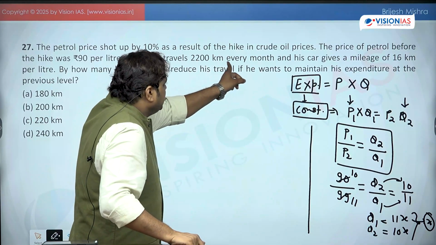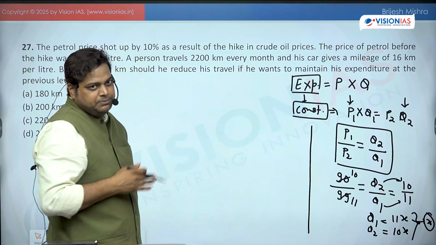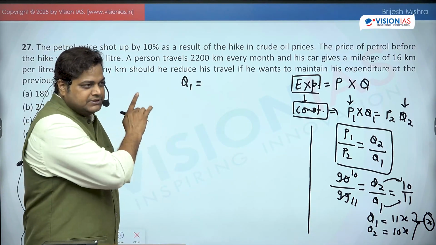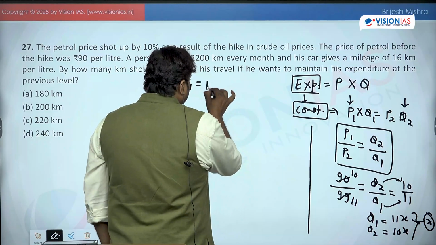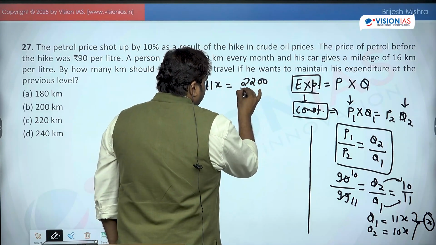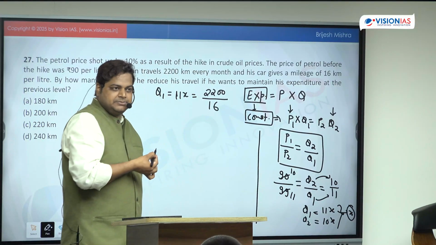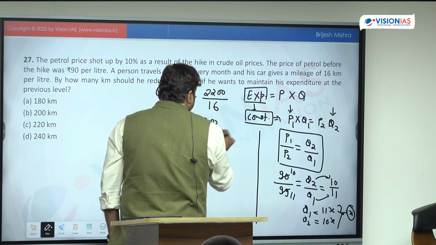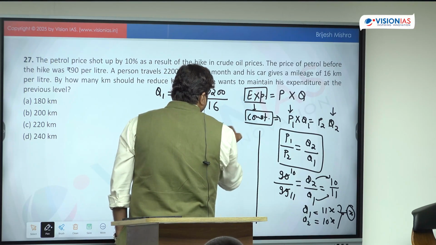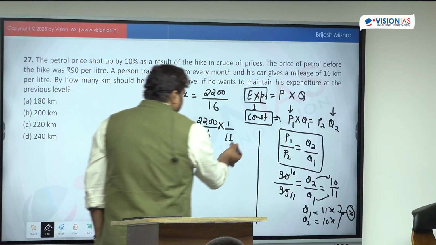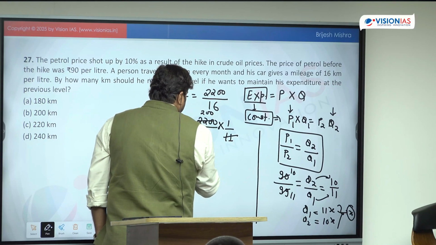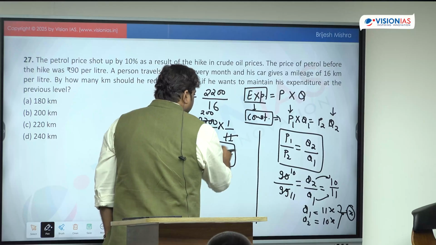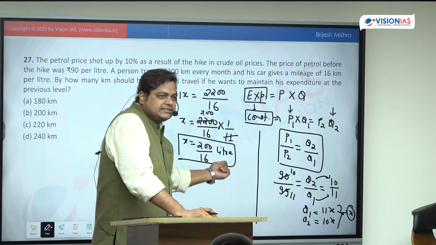A person travels 2200 km every month and his car gives a mileage of 16 km. So what was the quantity in terms of petrol? Liters he was consuming earlier. Quantity 1, which is 11x, is equal to 2200 km cover करने में कितना लीटर पेट्रोल लगेगा? This much. So if 11x is equal to this, x is equal to what? 2200 by 16 into 11, sorry, by 11. So this is what? 200 by 16. X is what? 200 by 16 liters. That means this person is going to consume 200 by 16 liters lesser quantity.